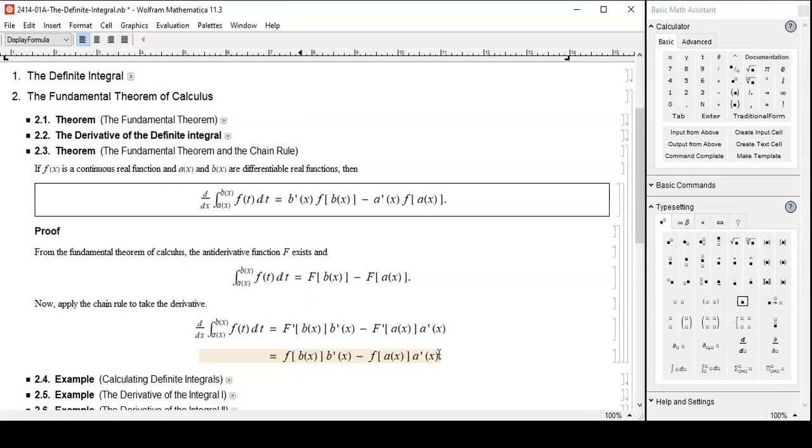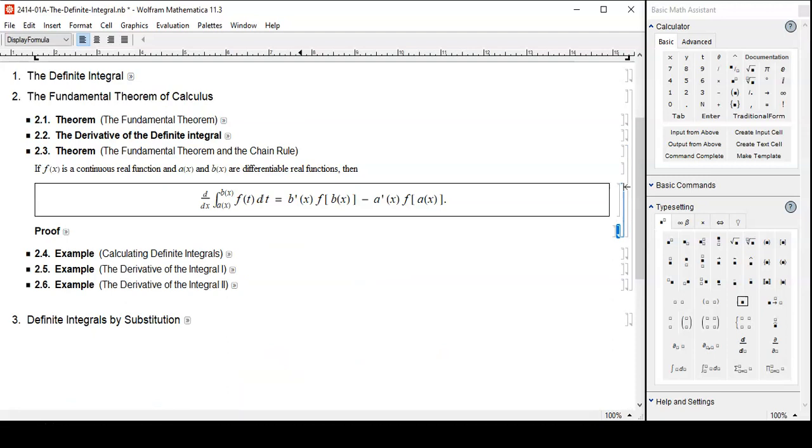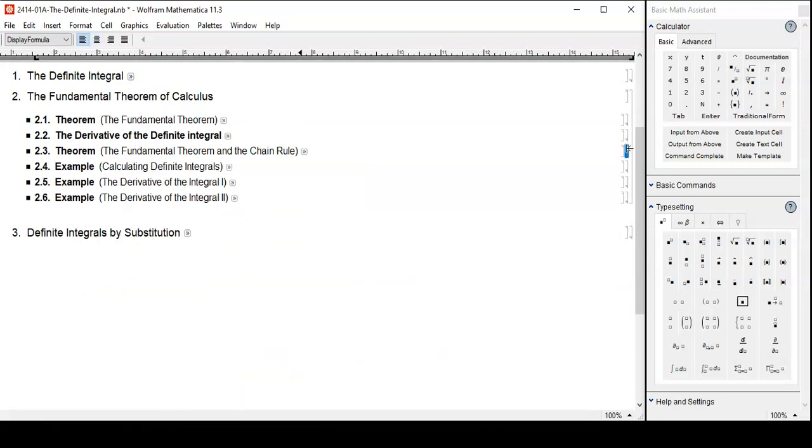You have f of bx minus f of ax. That structure is coming from the fundamental theorem. And we have the multiplication b prime of x and a prime of x. They're coming from the chain rule. What is the most important topic in Calculus 1? Is chain rule. What is the second most important topic in Calculus 1? That's the fundamental theorem. Number 1 and number 2 put together.